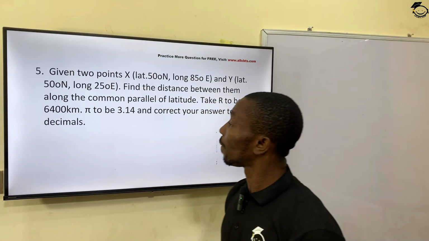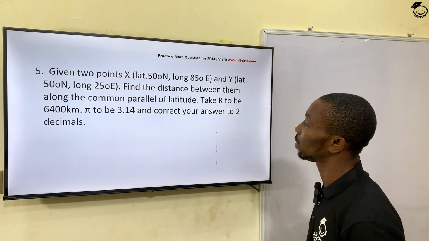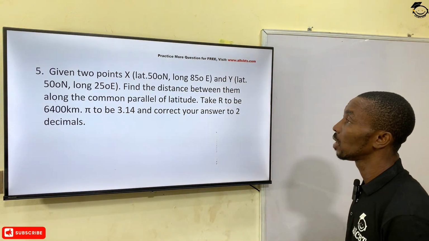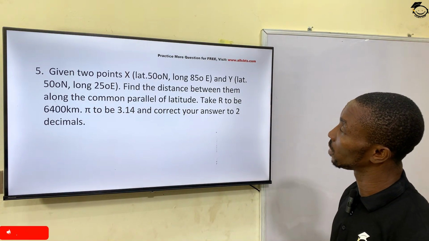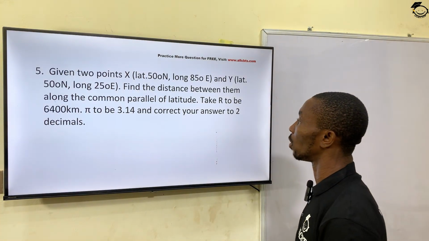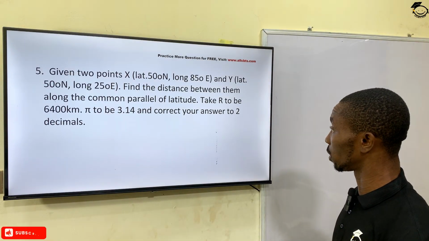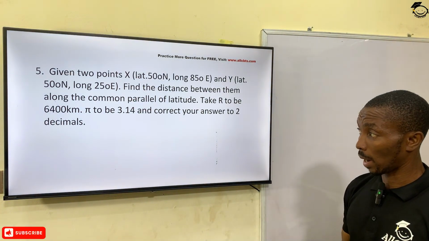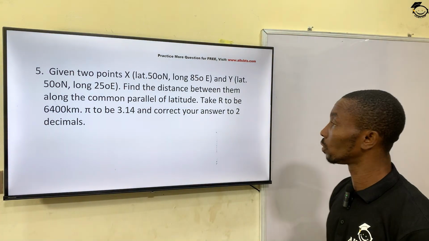question. Our next question says, given 2 points X on latitude 50 degrees north and longitude 85 degrees east, and point Y on latitude 50 degrees north and longitude 25 degrees east, find the distance between them along the common parallel of latitude. Take your radius of Earth, which is a big R, to be 6,400 kilometers and pi to be 3.14, and correct your answer to 2 decimals.